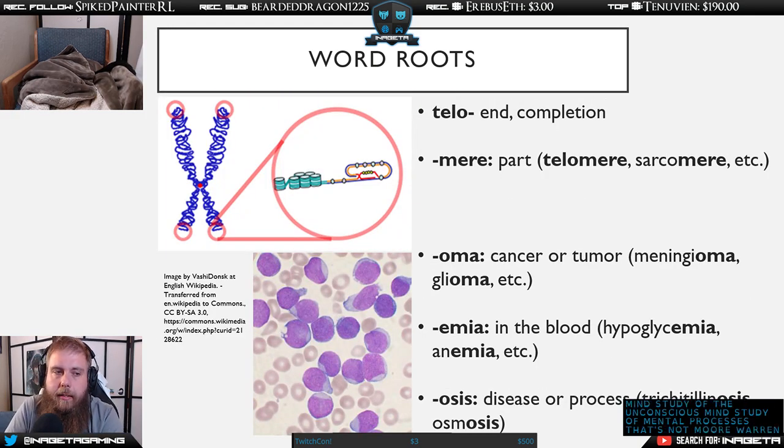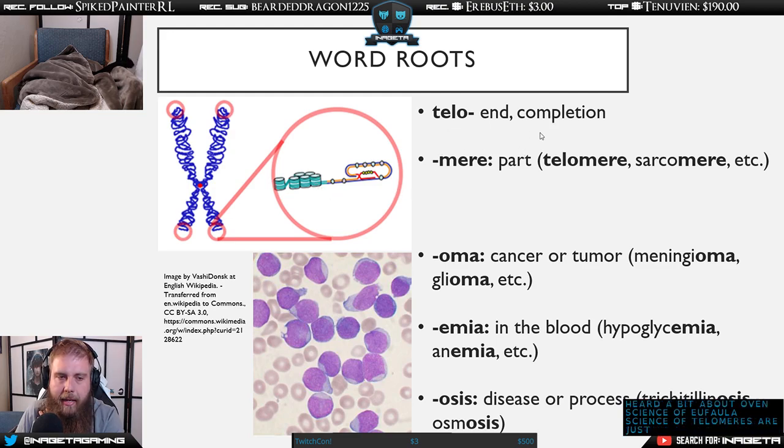More word roots. Telo means the end or completion of something. And mere is a part of something. So telomeres, which you probably heard a bit about in science if you follow science at all, would just be the end part of something. So when we talk about chromosomes and the telomeres, we're just talking about the end portion of it.